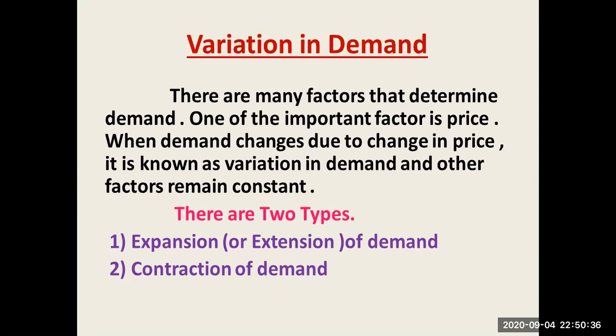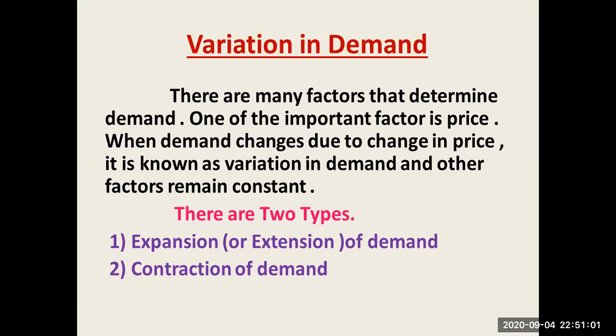There are many factors that determine demand. One of the most important factors is the price. The variation in demand means when demand changes due to a change in price, it is known as variation in demand. And the other factors, we know, remain constant. There are two types, but the main thing is: what does variation in demand mean?